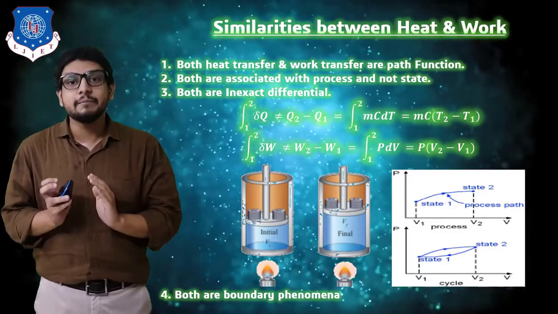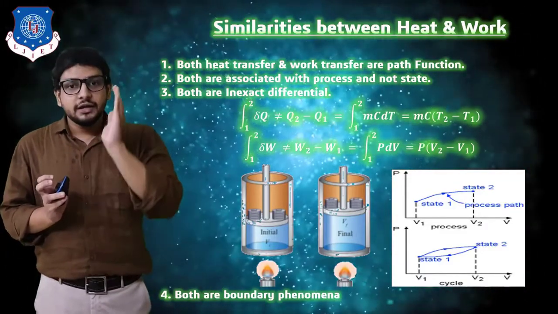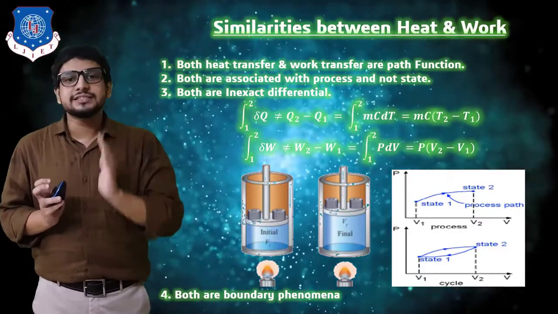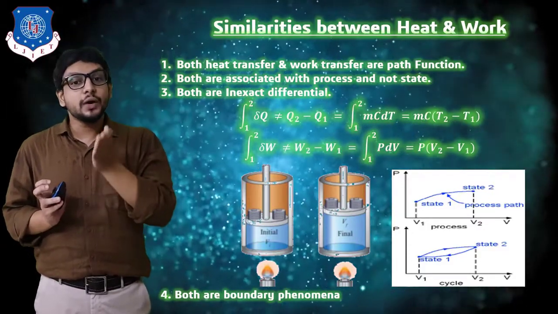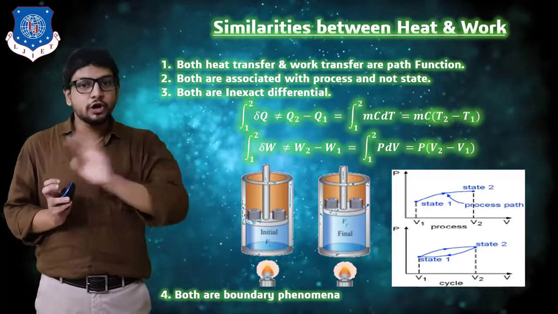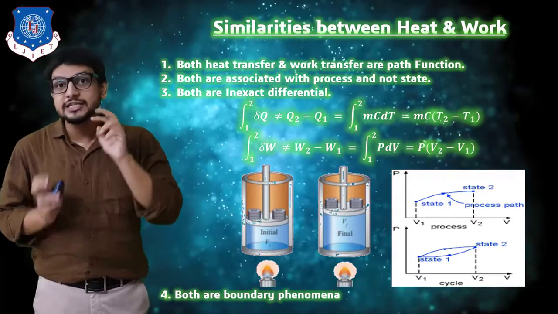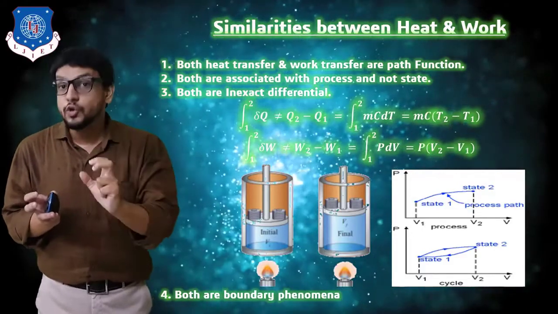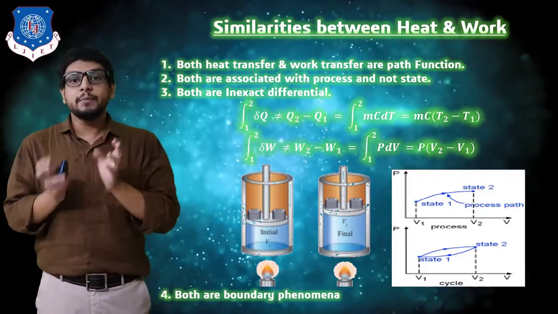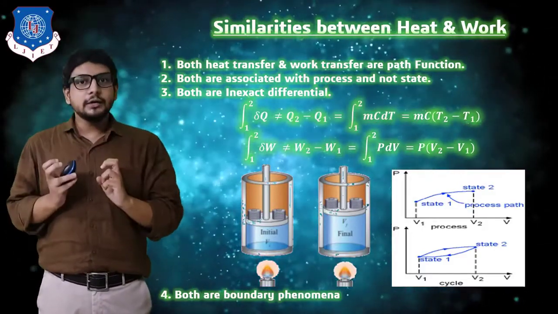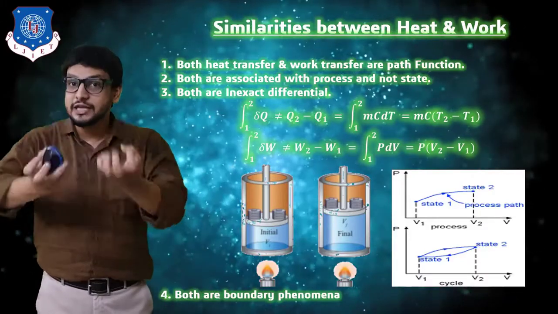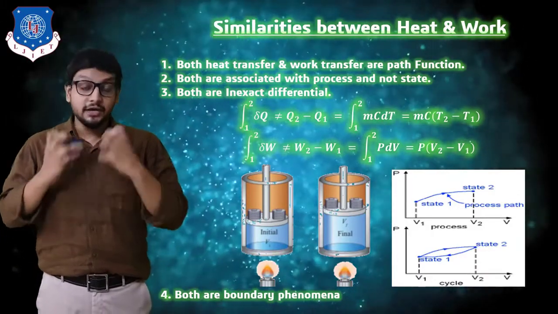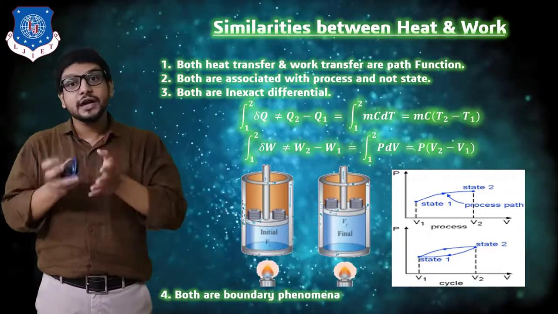So I have given an example: I cannot write the integration from state 1 to state 2 of del Q is equal to Q2 minus Q1, which is not possible. Q2 minus Q1 would indicate that we have Q2 heat transfer at state 2 and Q1 heat transfer at state 1. But now I need to determine how much heat energy has been given to a system, right? I need to find out the total heat transfer. So what can I do?